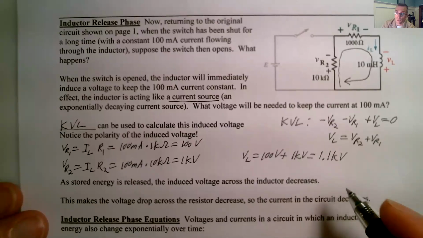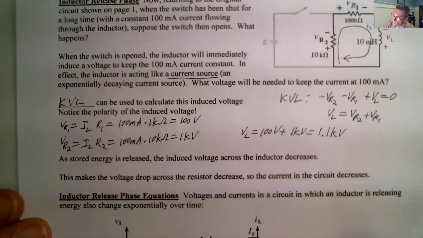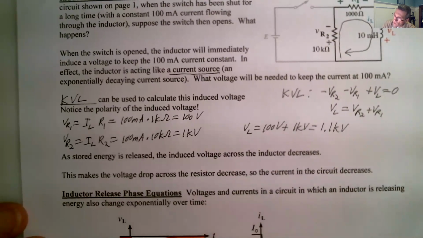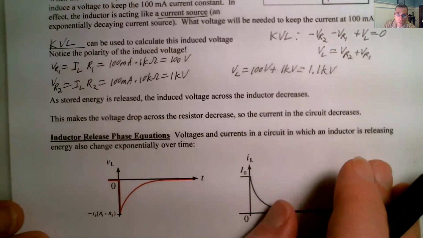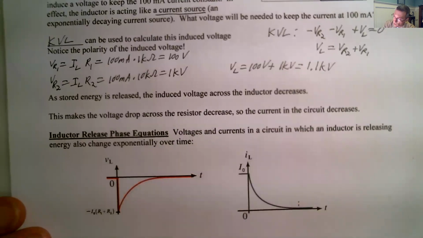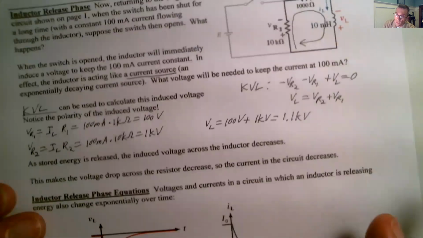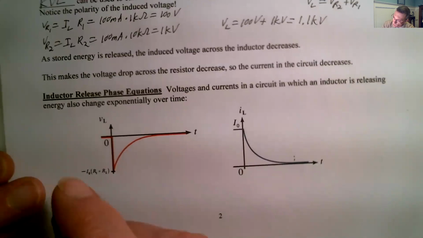It's a lot of voltage. Considering we only had 100 volts there, now all of a sudden we're inducing 1.1 kV, 10 times as much. As the stored energy is released, the induced voltage across the inductor decreases. So this makes the voltage drop across the resistor decrease, so the current in the circuit decreases. In this case, it's going to decrease rather quickly because the energy built up kind of slow with respect to this.